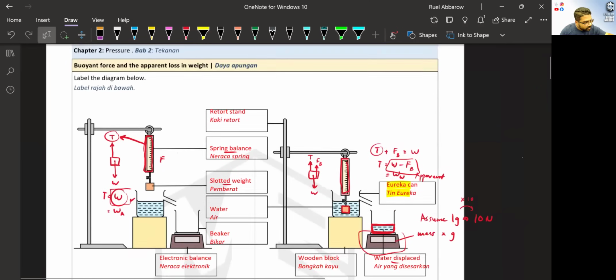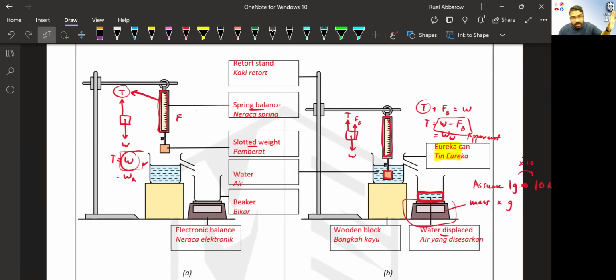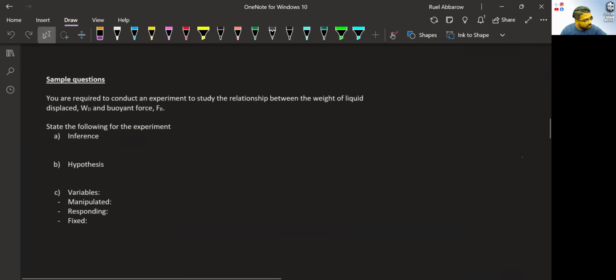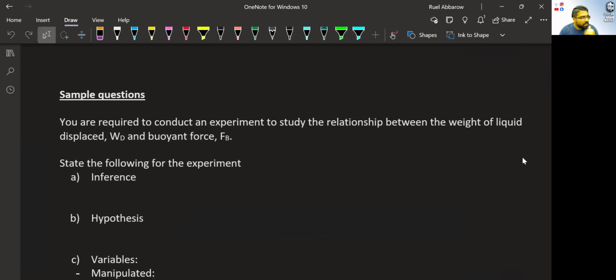Now, so this is the setup, and this is how we can get buoyant force, right? Okay, so now I have a sample question here. So, look at the question. Now, you are required to conduct an experiment to study the relationship between. Whenever you get this format, you are very, very fortunate. This is the best format that you can get of question, because what comes after 'between' will be your MV and your RV.